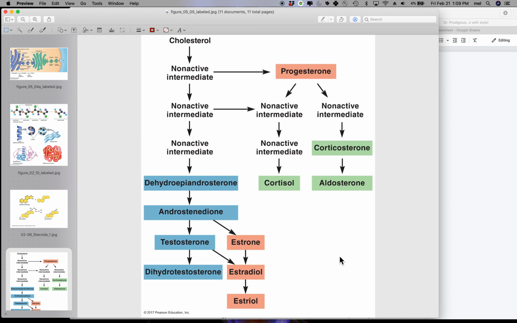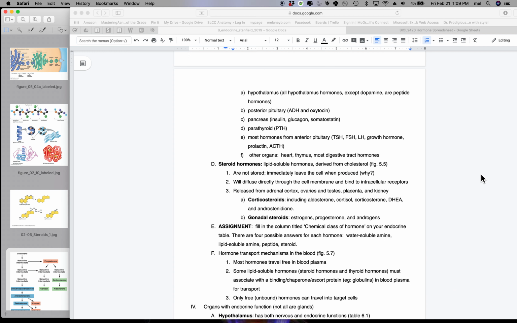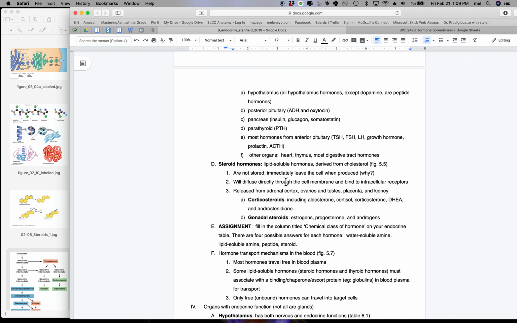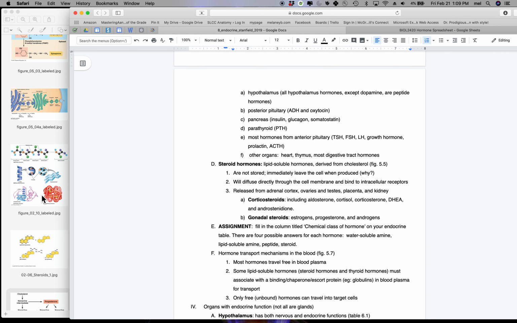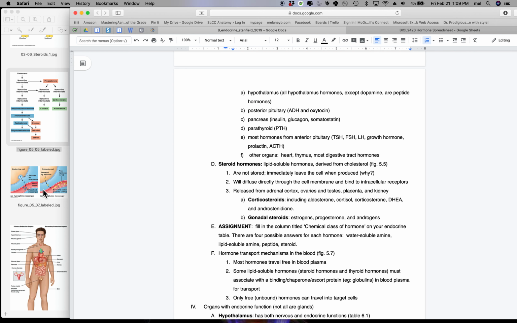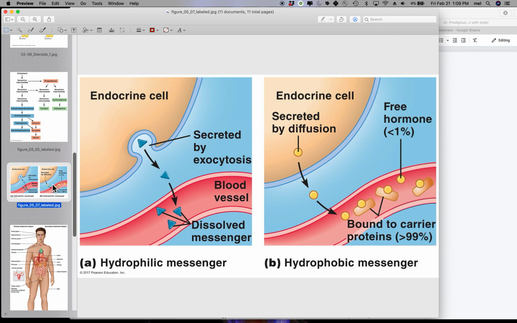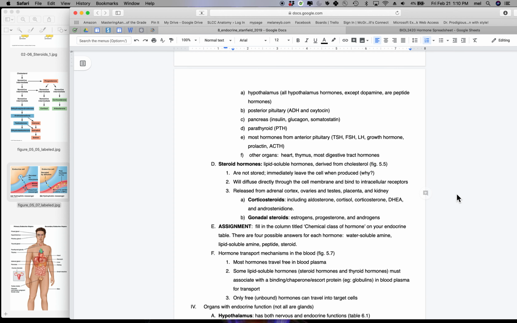They are all lipid soluble and derived from cholesterol. So they are not stored. Hopefully it makes sense to you that it would be relatively difficult to store a lipid soluble hormone. So when you make a lipid soluble hormone, it's generally just secreted by diffusion. They immediately leave the cell, and they will diffuse directly through the cell membrane. So there's no special secretory mechanism for them. And they generally bind to intracellular receptors.